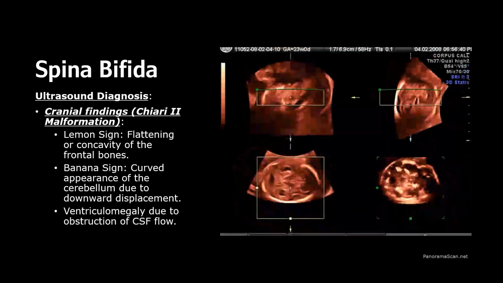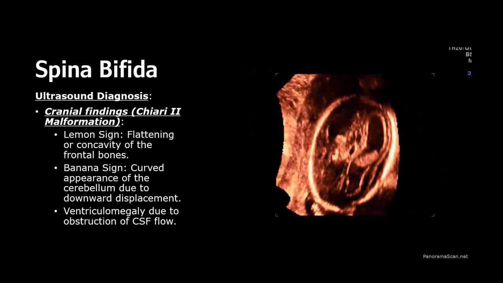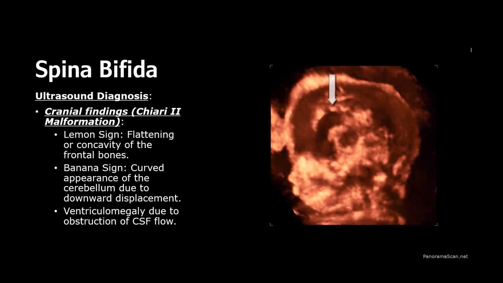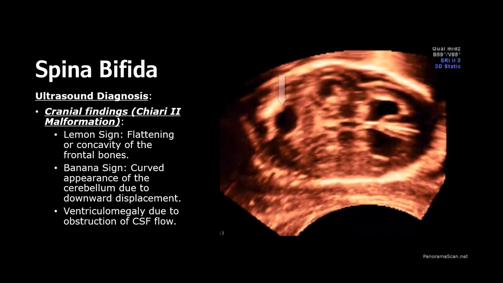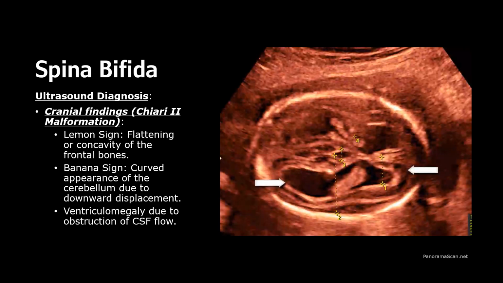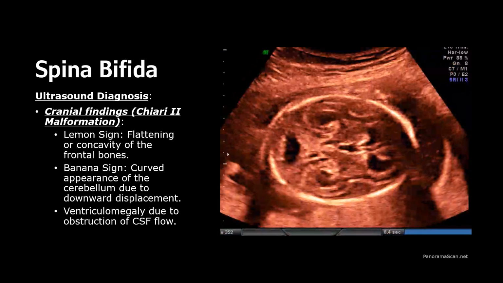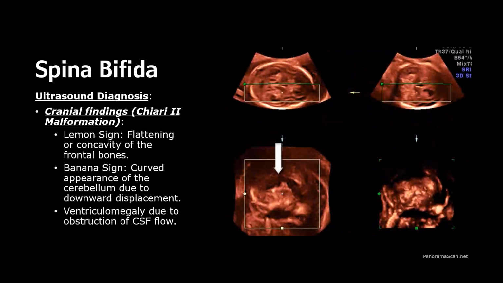Banana sign is another finding, which refers to the curved appearance of the cerebellum seen on ultrasound due to downward displacement caused by the herniation of the brain structures through the foramen magnum. This sign is strongly associated with Chiari-2 malformation.